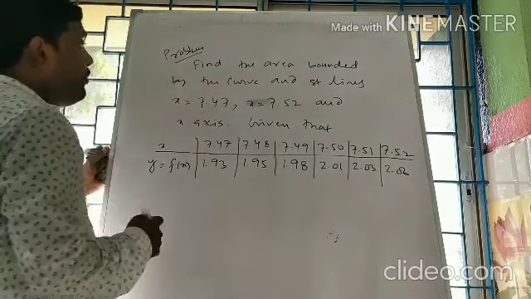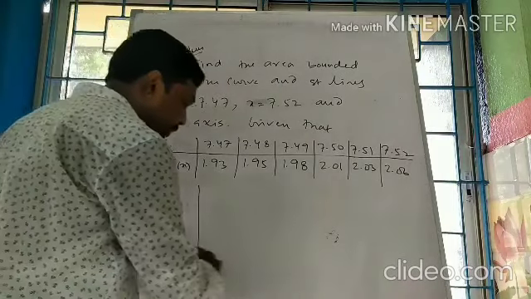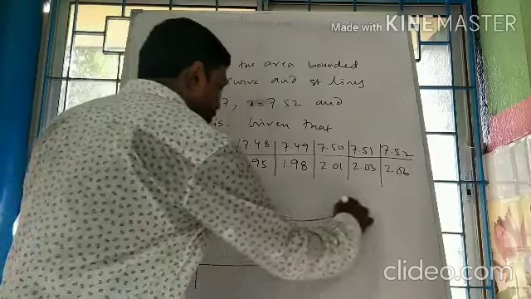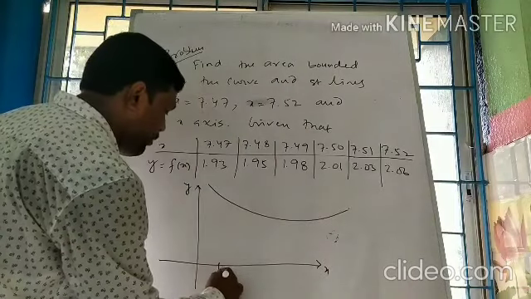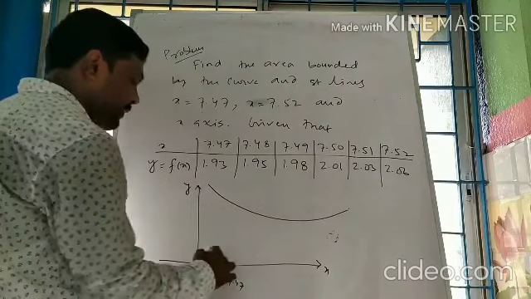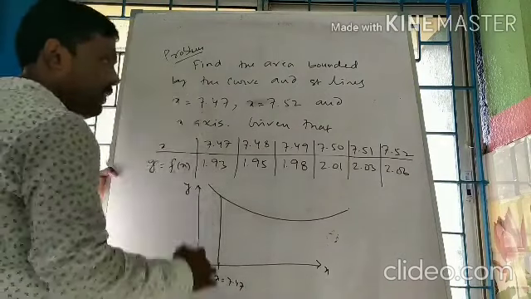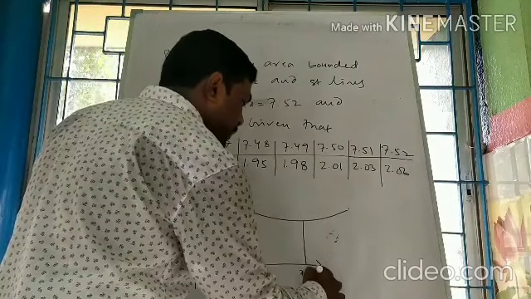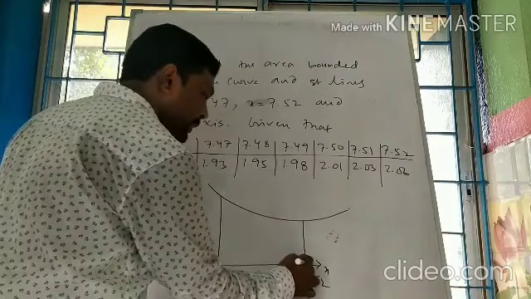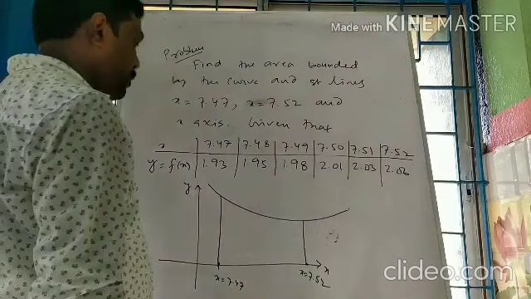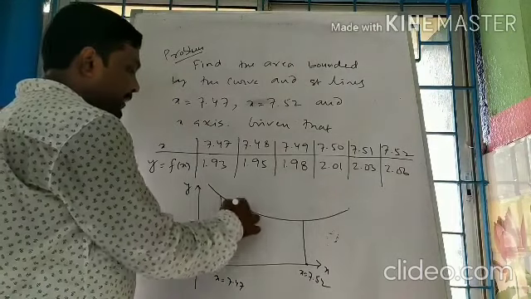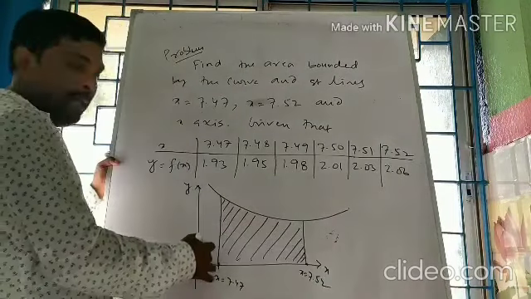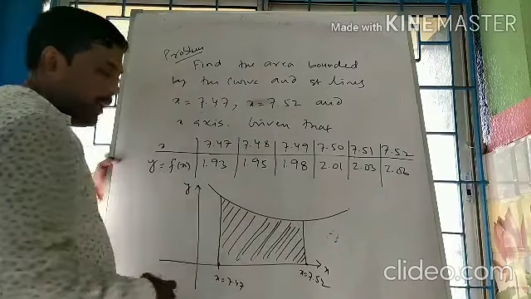So we have to find the area bounded by this curve. Suppose this is the x-axis, this is y, and suppose this is the curve. This point is x equals 7.47, with the straight line x equals 7.47, and the straight line x equals 7.52 at this point. So you have to find the area bounded by this curve. Okay, now see.